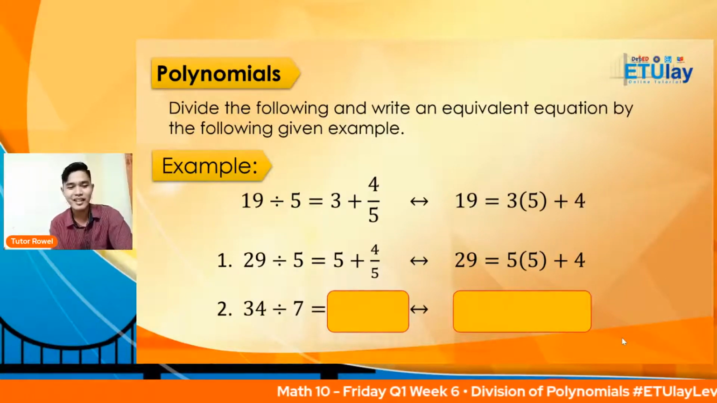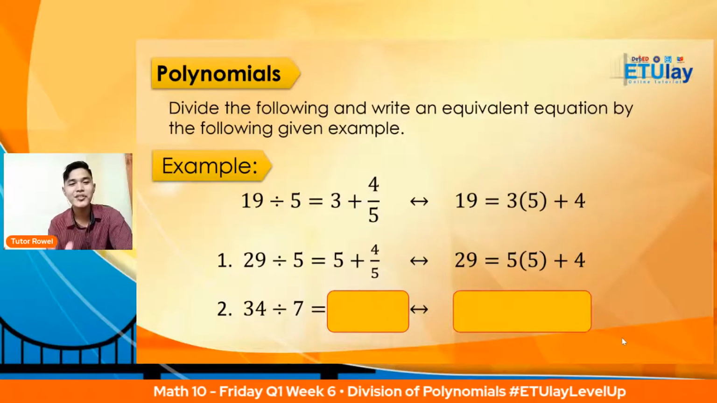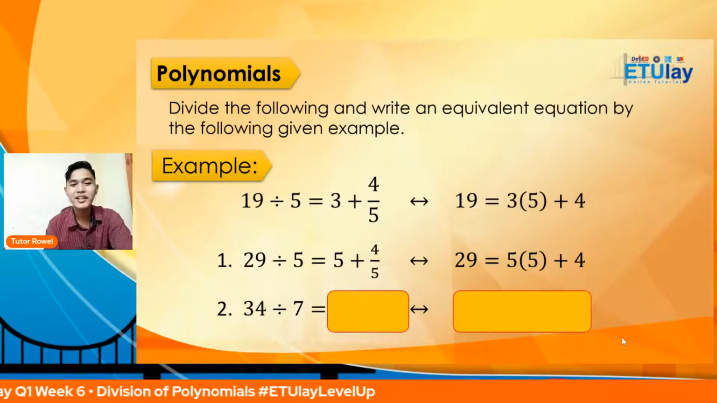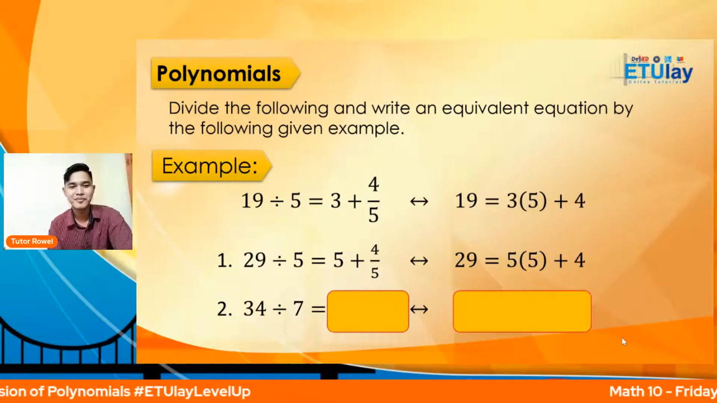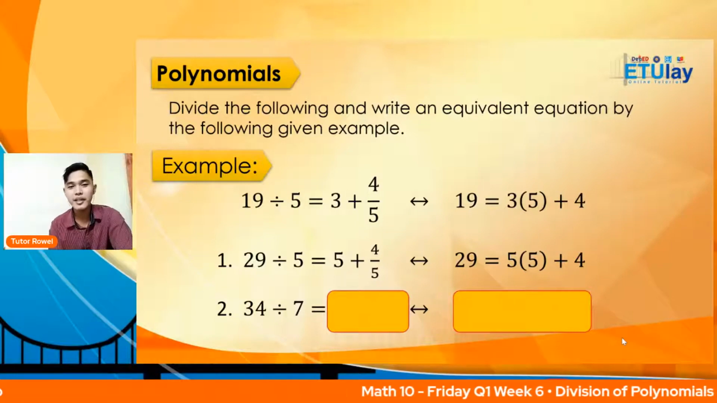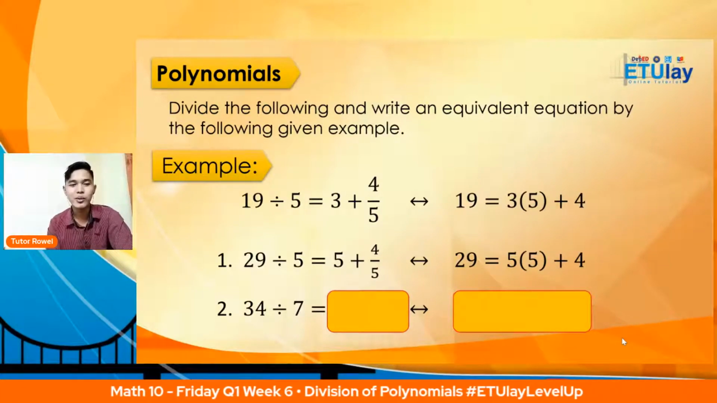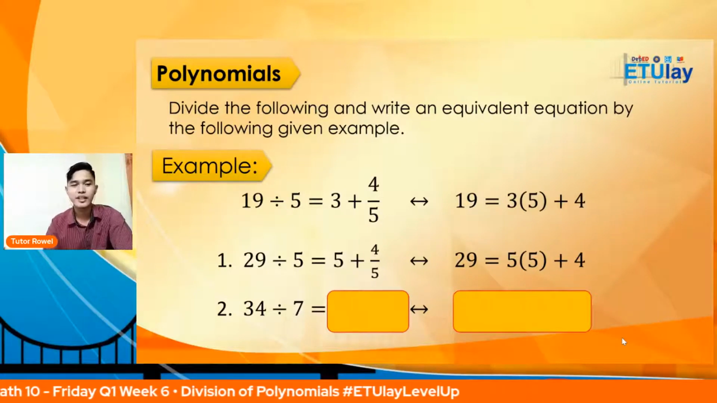Now, how about number 2? Sige nga, try nyo nga yun, athlete. We have 34 divided by 7. Again, 34 divided by 7. For number 2, by the way, prepare your pen and paper and also calculator para medyo madaling solution natin. You may also take down notes.